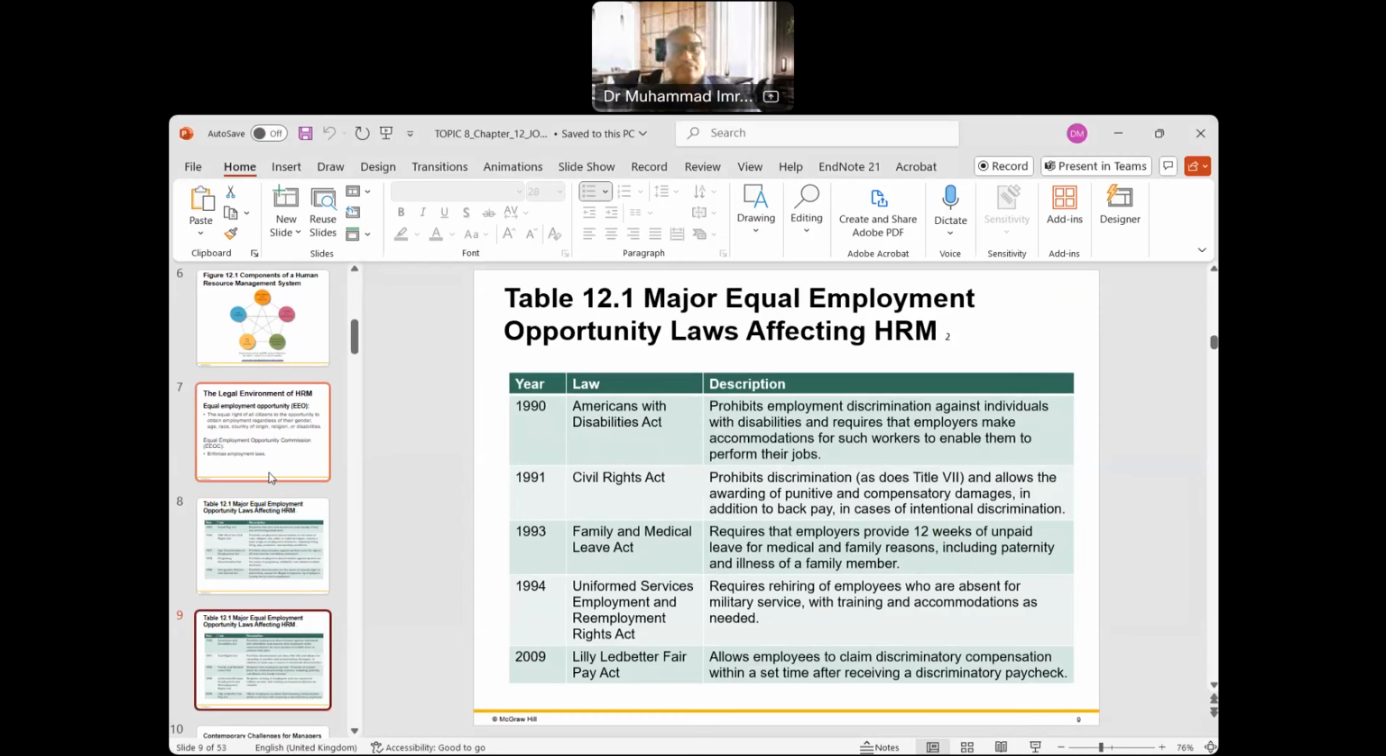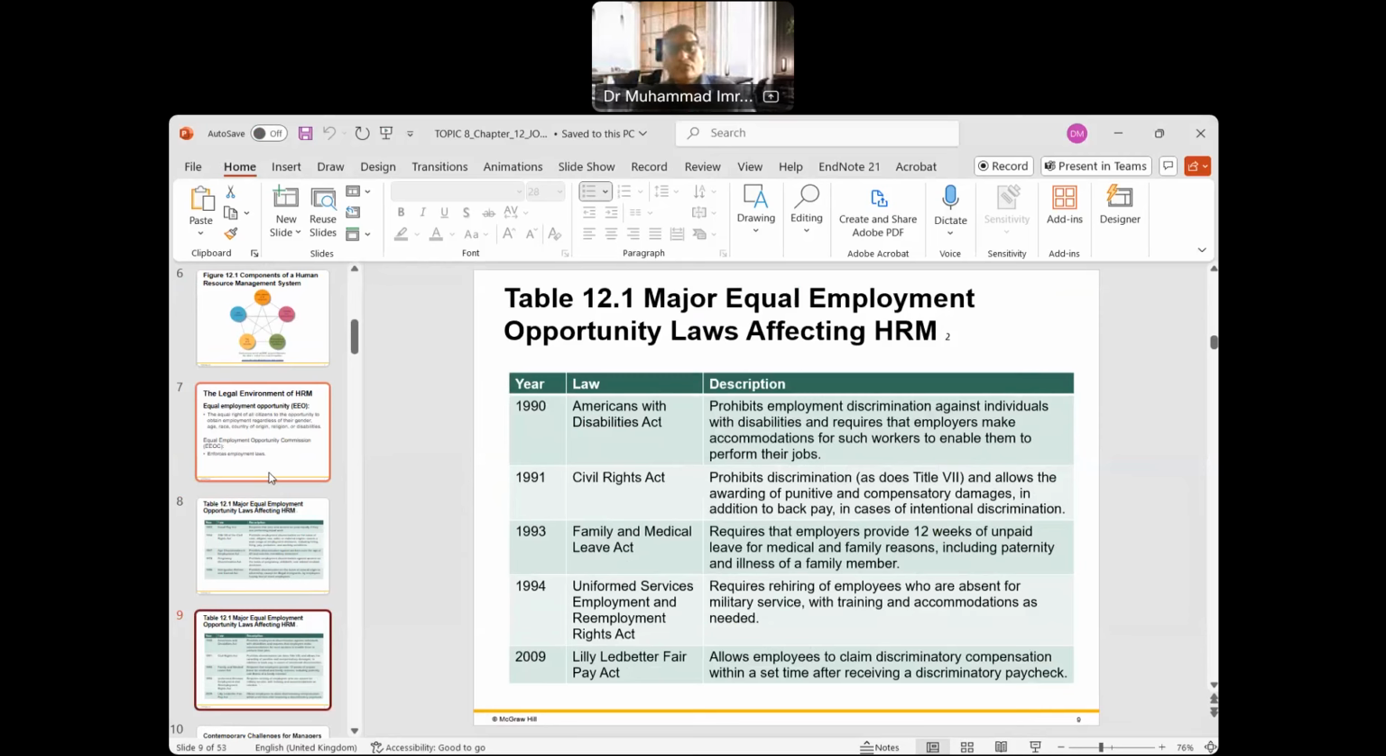Uniformed Services Employment and Reemployment Rights Act also. Uniformed means like a retired person from the army, police, or whatever. So they also have rights because they retired at an early age, so they still have half of their age, so other organizations can hire them. It requires rehiring of employees who are absent for military service, with training and accommodation as needed.